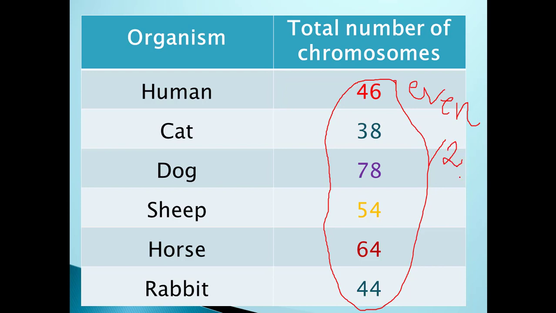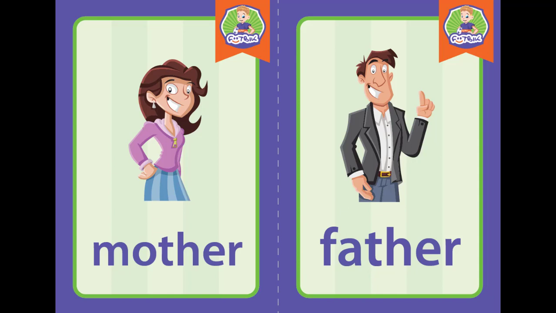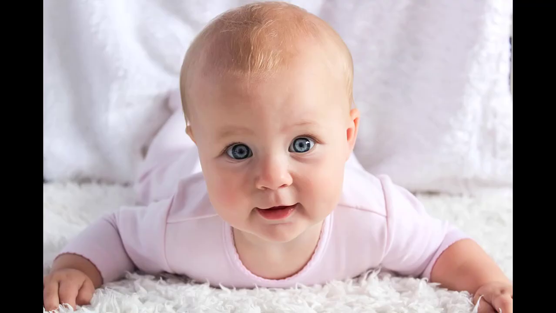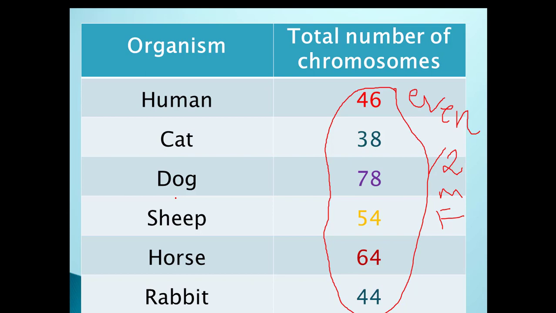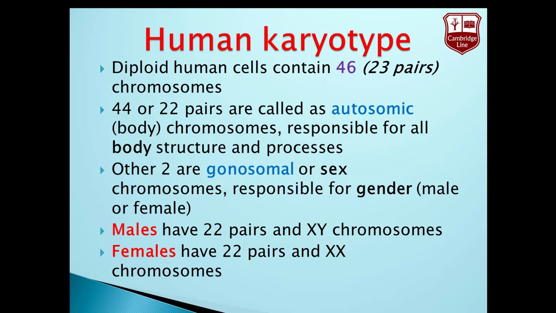So why 2? Because all of these organisms have two parents, mother and father. So these two organisms give their own half chromosome number, of course, to produce a new organism, and it will make the total chromosome number in the organism. The human karyotype. The diploid human cells contain 46, we said. 23 comes from your mother and 23 comes from your father.